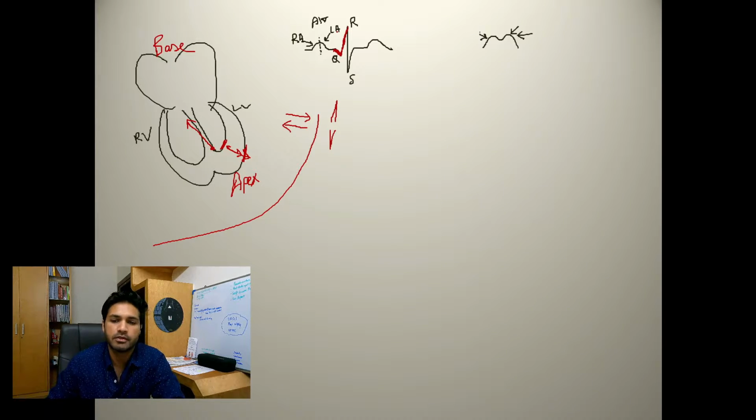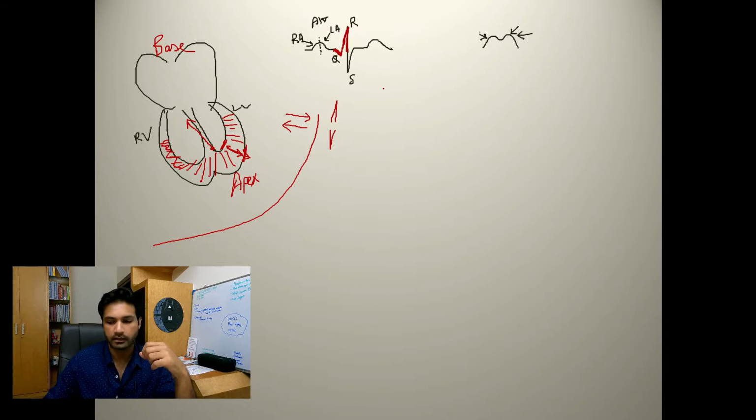Now what happens is when the majority of the cells of the ventricle become depolarized, there is no current flowing through them. They are at peak. So when they're at peak, the current will drop, the wave will drop back to zero, because they are all in phase with each other.